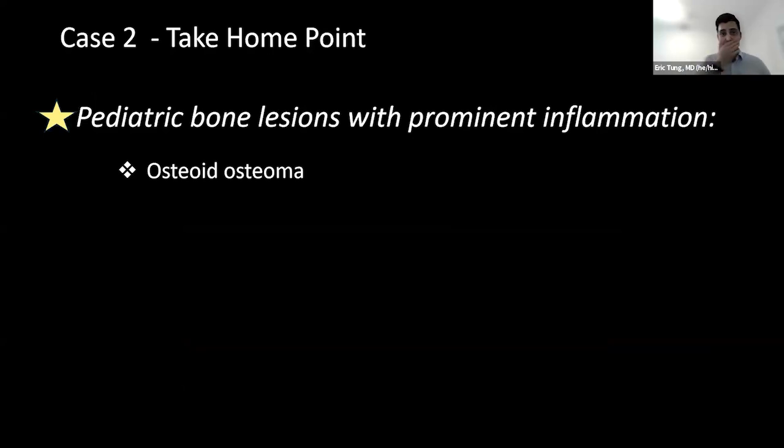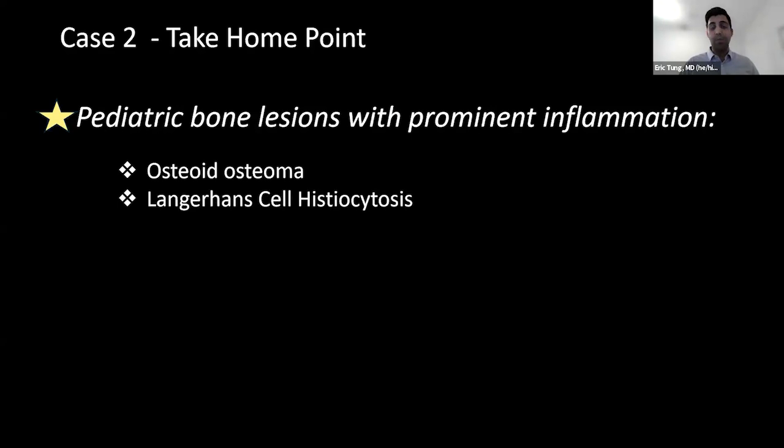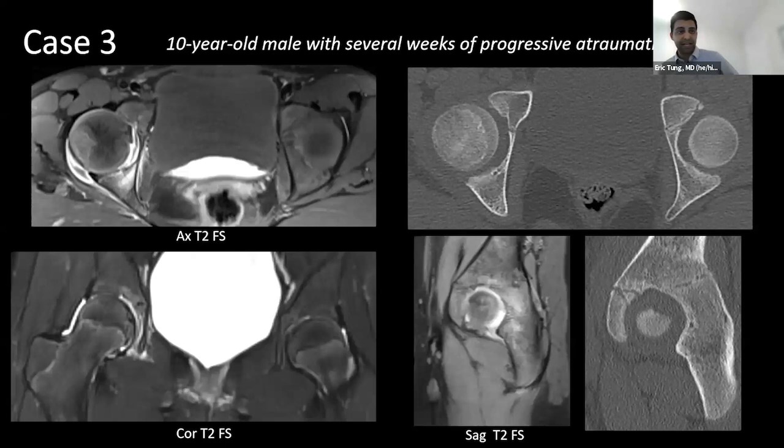And so really the key take-home point for this is that we're starting to build, and we will continue to build through this lecture, a differential diagnosis to consider in kids with bone lesions with prominent inflammation. So in addition to osteoid osteomas, we should think about Langerhans cell histiocytosis. Let's take a look at this next case.